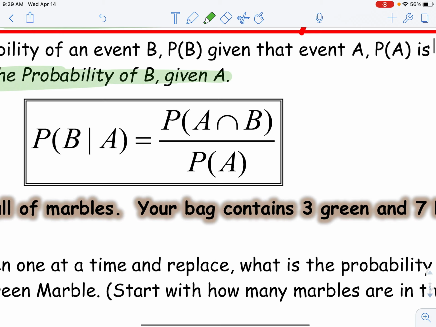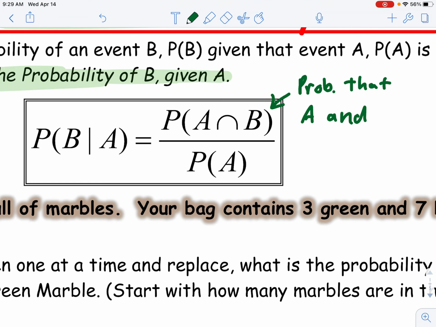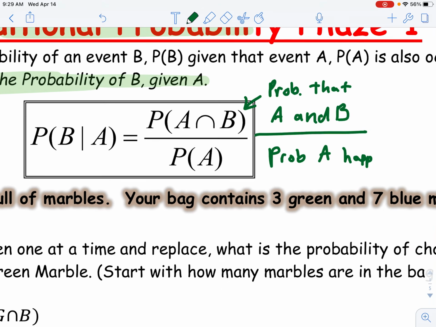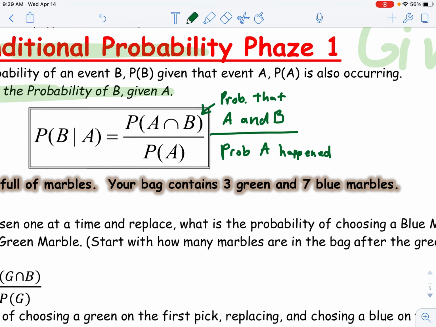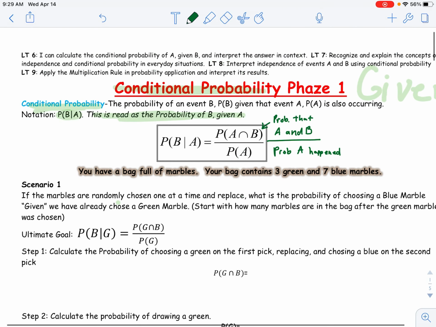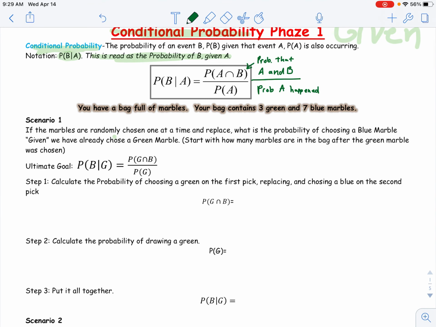And here's a really cool, fun formula. The probability of B given A is the probability that A and B happen over the probability that A happened. Not too bad, especially as we go through these examples. Hopefully it makes a lot of sense and you guys have a good time.